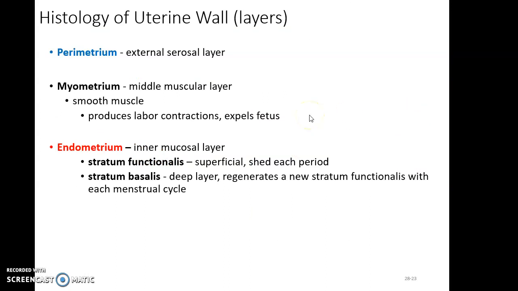You can also look at the uterus in terms of the layers of the uterine wall, with the outermost external layer being the perimetrium, then the middle layer, myometrium, that's filled with smooth muscle tissue, very important for producing the contractions during labor to expel the fetus. And then the inner lining of the uterus is the endometrium, which can be broken into two substructures, stratum functionalis and stratum basalis.